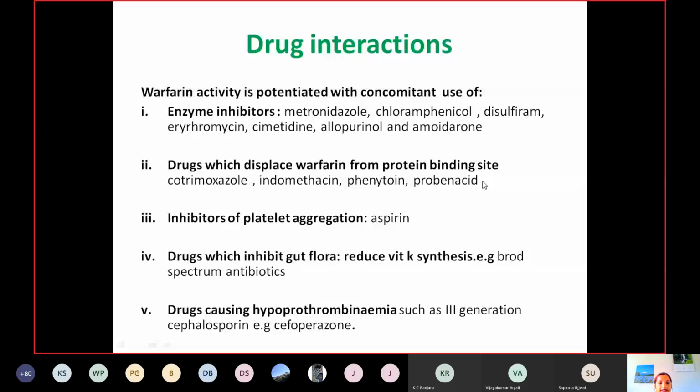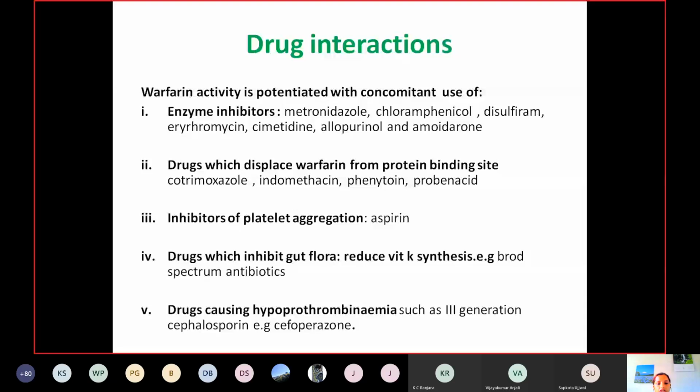Inhibitors of platelet aggregation, like aspirin. Okay, aspirin is an antiplatelet drug, so you should not combine warfarin with aspirin because it has an additive effect. Okay, aspirin also inhibits platelet aggregation, thereby increasing the chance of bleeding.